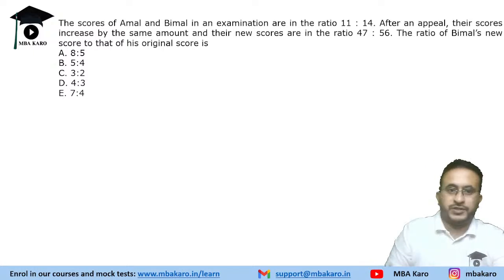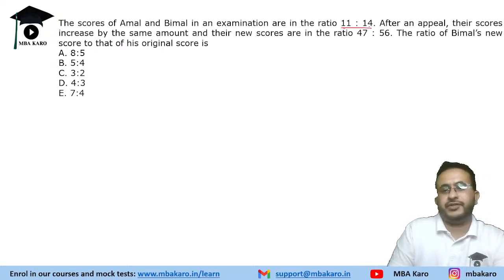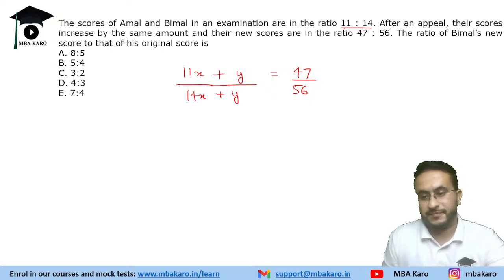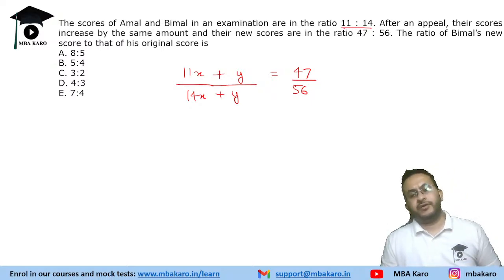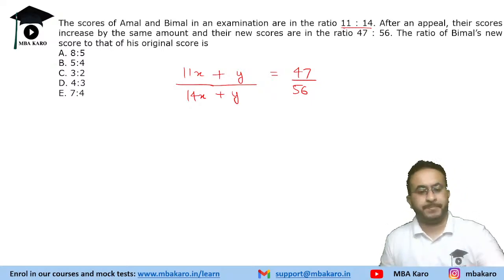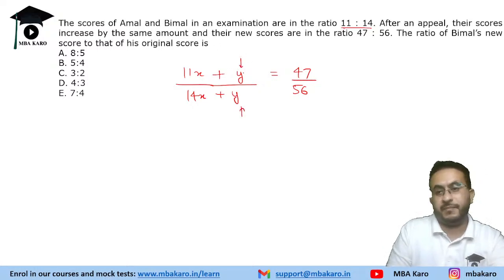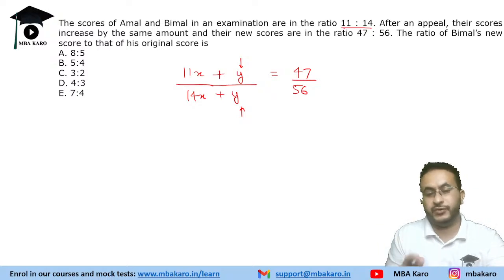So how do we approach this question? The scores are in the ratio 11 to 14. So there are 11x and 14x, right? Now their scores are increased by the same number and the numbers become 47 and 56, right? How do we solve this kind of question? Whenever we have the same number to be added, the same number is being added to both, right? What is that increase? We do not know.